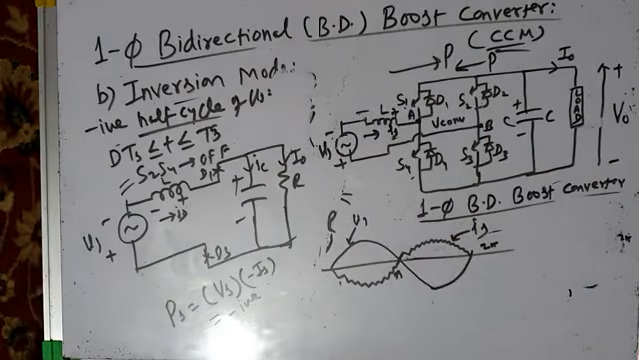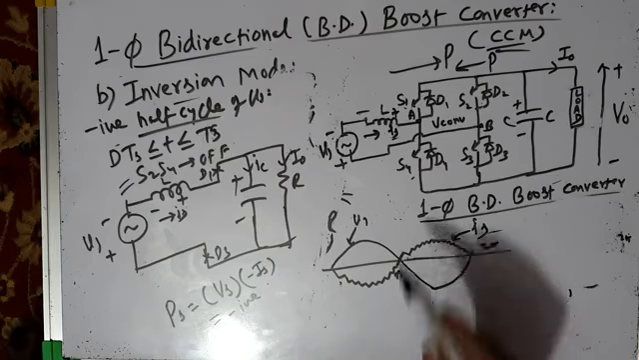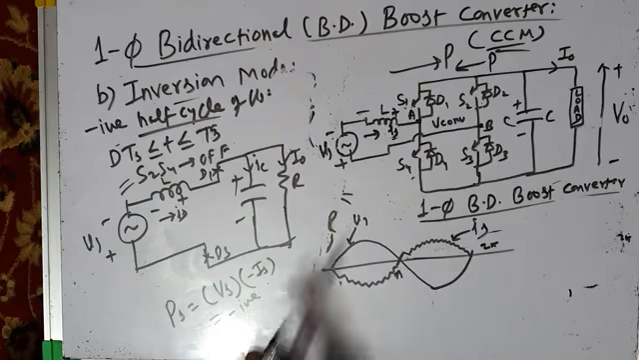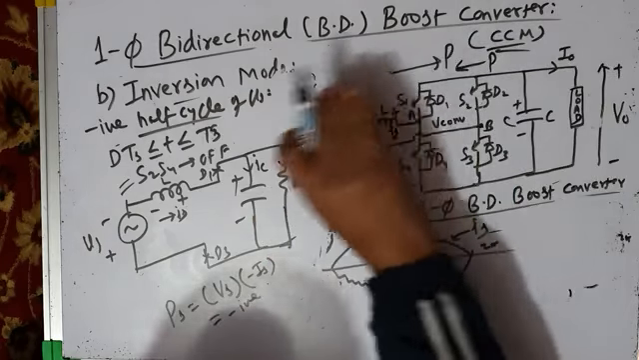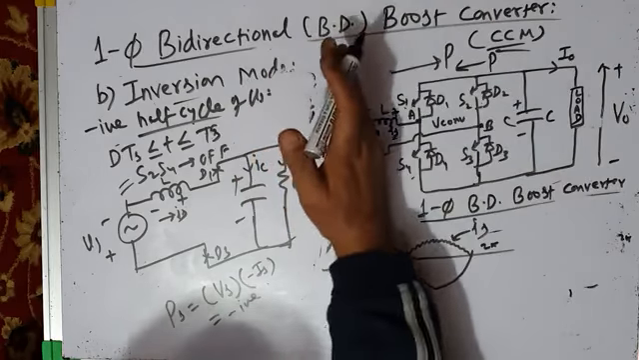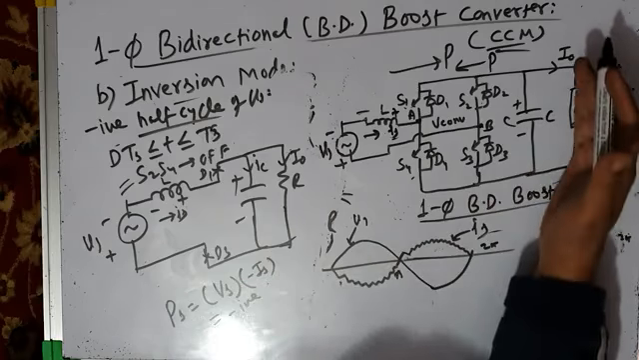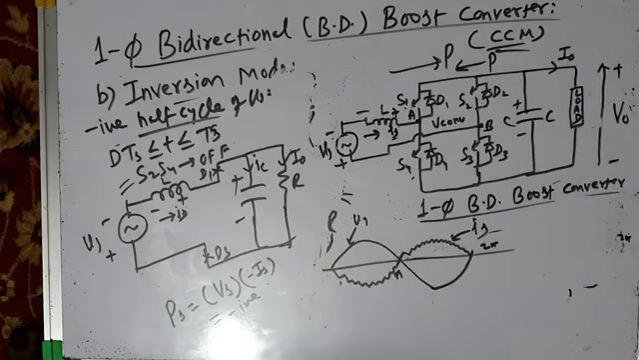So this explains the inversion mode of operation of the boost converter. This is how the bidirectional boost converter delivers energy in both directions. How it operates in rectification mode of operation and delivers energy from source to load, and then how it operates in inversion mode of operation and delivers energy from load to source.